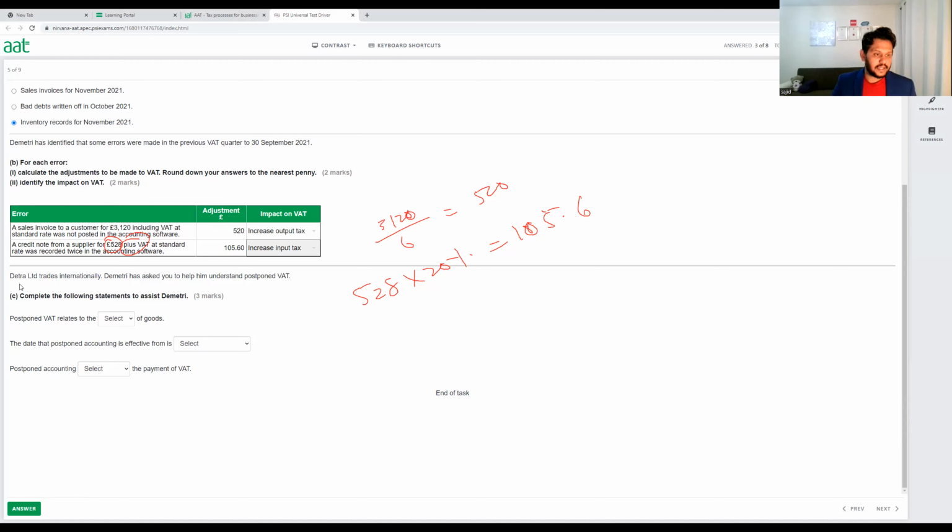All right, the next one says D Limited trades internationally, and D has asked you to help him understand the postponed VAT. Now, the postponed VAT was introduced in January 2021 after the Brexit. Here, the government said, okay, let me tell you how it works. So normally, this is relevant to imports. When you buy something from outside of the country, what happened? HMRC holds the goods in the airport, in the customs, and you have to pay the VAT to release your product when you buy something from outside of the UK.